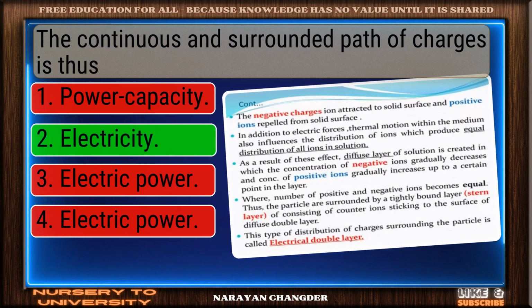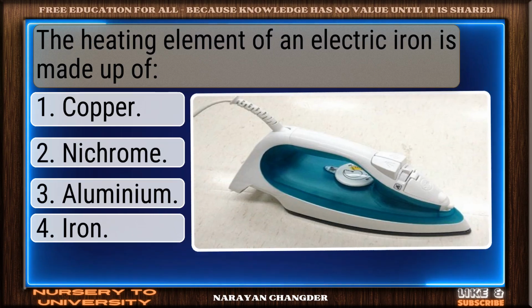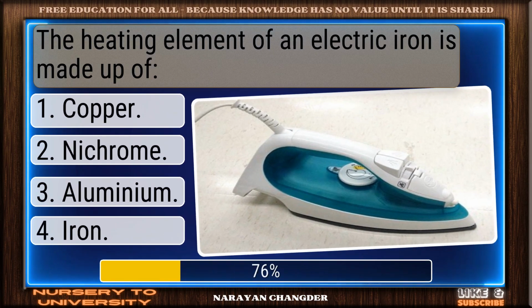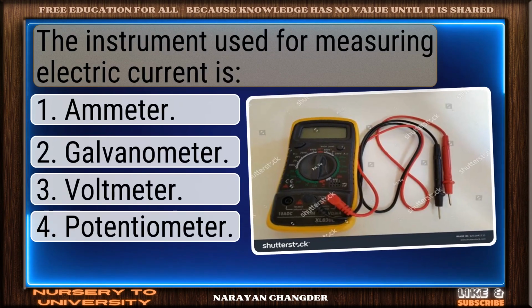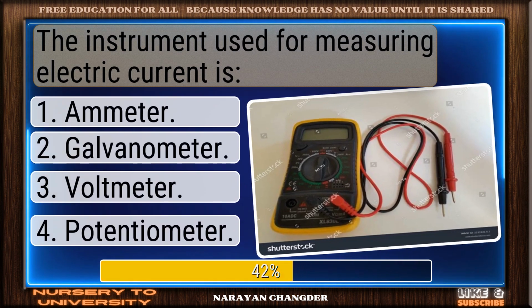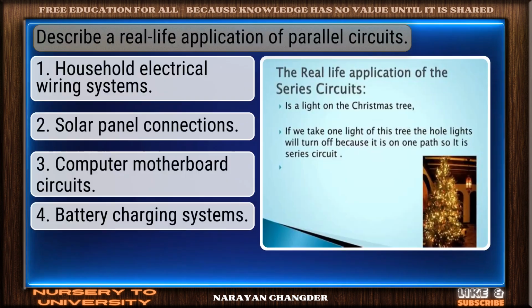The continuous and closed path of charges is. Good job. Electricity works well. The heating element of an electric iron is made up of. You chose nichrome. Correct! The instrument used for measuring electric current is. Bravo! Ammeter is the answer.